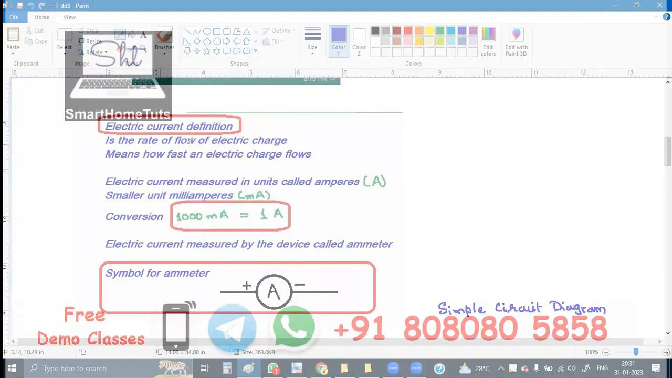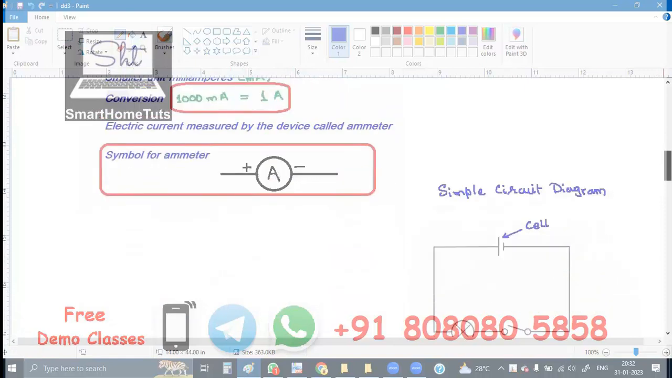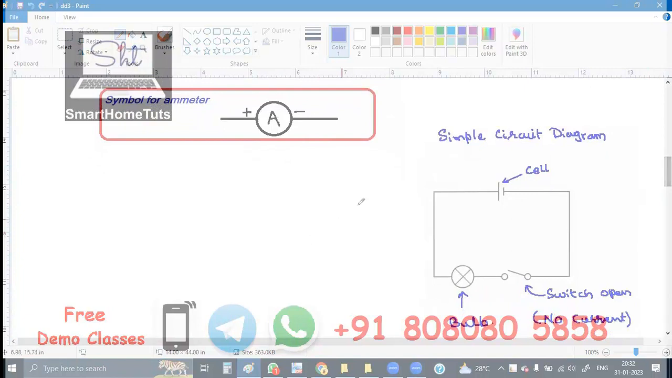Electric current is the rate of flow of electric charge, meaning how fast the electric charge flows. It is measured in the unit called amperes. Its symbol is capital A. There are smaller units, milliamperes. The conversion is 1000 milliamperes equal to 1 ampere. This is the circuit symbol of an ammeter. Positive and negative terminals will be there. If I draw a simple circuit diagram, as you can see over here, this is the symbol of a cell. I'm going to make you draw it afterwards, and you have to learn all the circuit symbols.